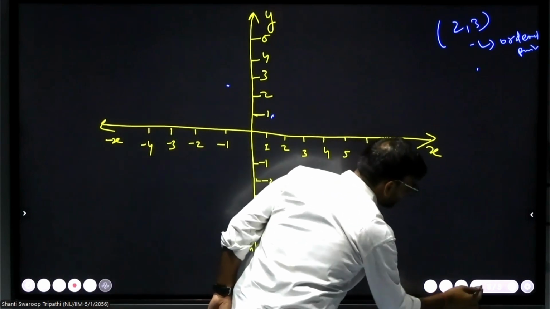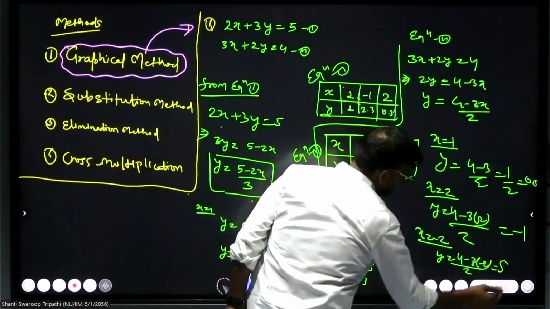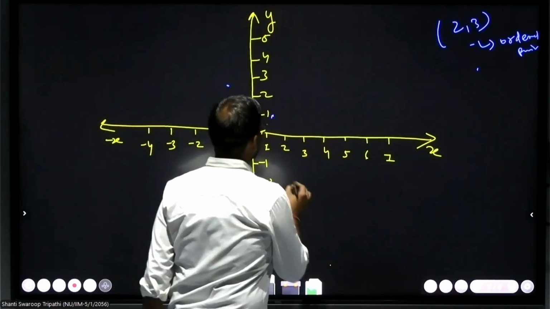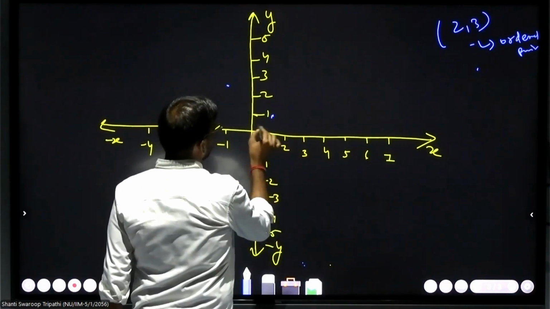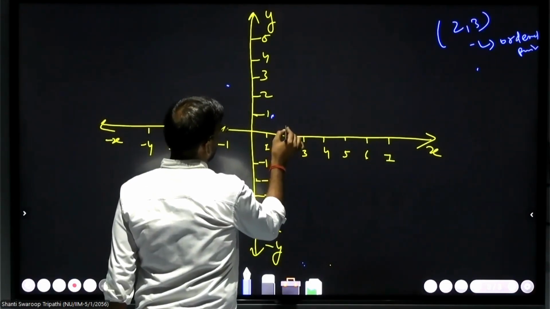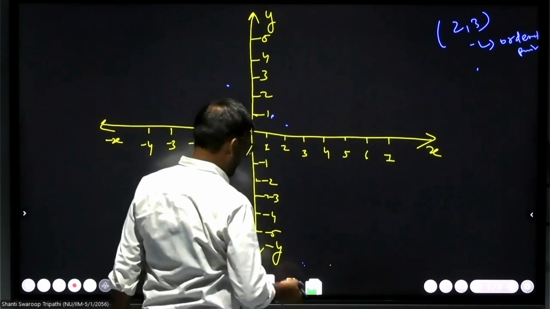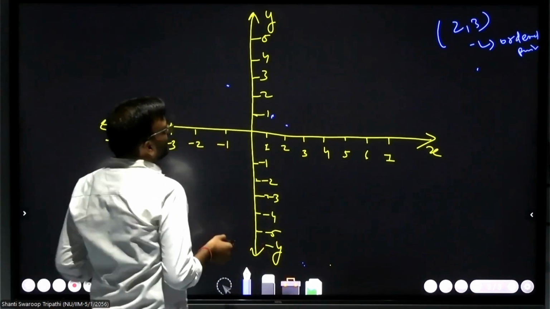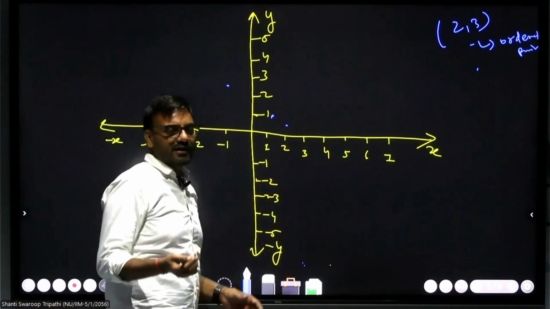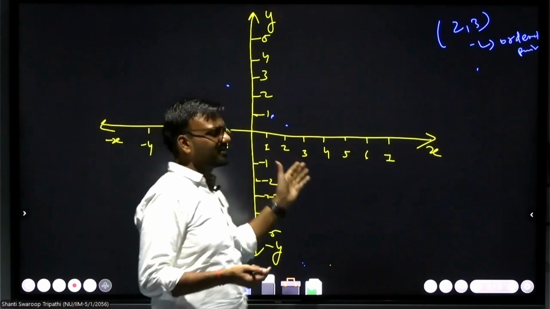And what is the third one? 2 and 0.3. So this is 2 and this is 0.3, approximately here. Now connect these lines. We had already 2 points. We have plotted the lines.